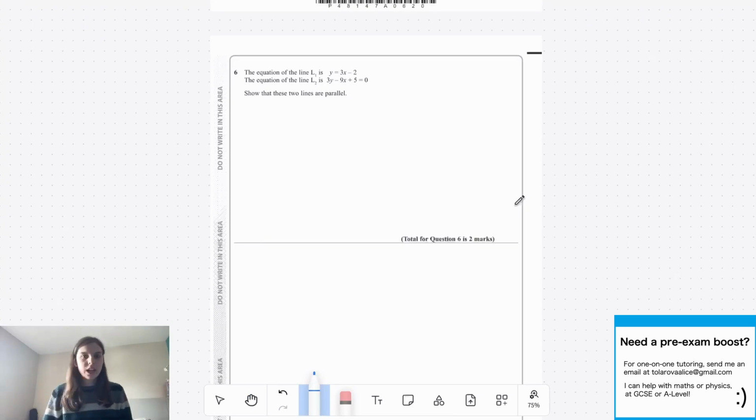The equation of line L1 is y is equal to 3x minus 2. The equation of line L2 is 3y minus 9x plus 5 is equal to 0. Show that these two lines are parallel. So we need to put both of these first into the form y equals mx plus c, because in that case m is the gradient, and if the lines are parallel, that means the gradients have to be the same. So we want to find that m is the same for both of these.